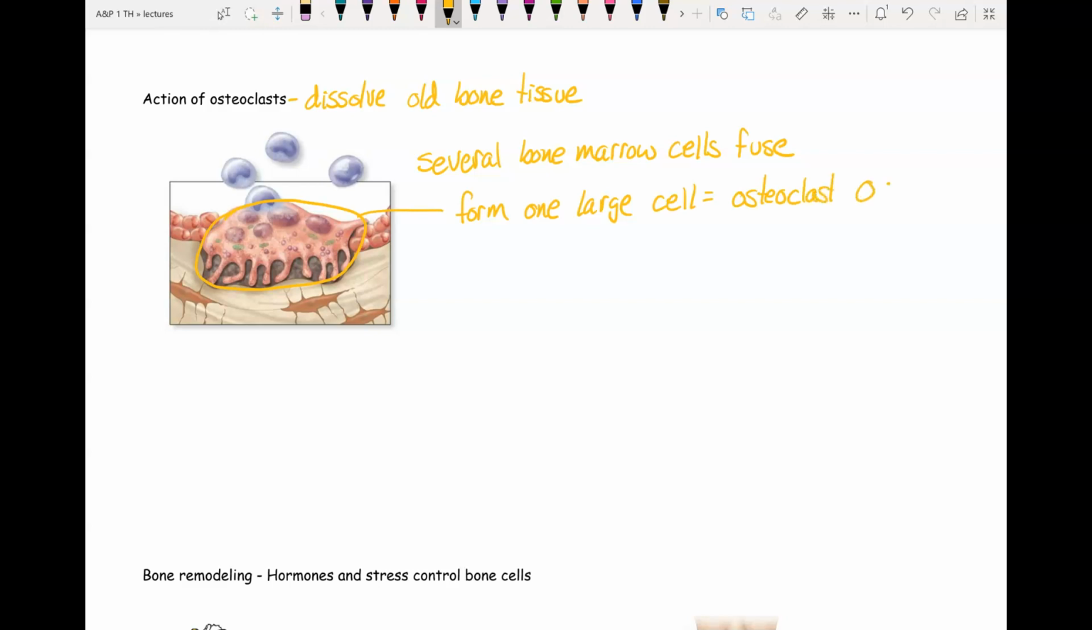And I tend to abbreviate osteoclast as OC. So osteoblast is OB, that builds bones. Osteoclast is OC, that dissolves bones. And notice it has all these kind of like tentacles that hang down. It looks kind of like a jellyfish. All these tentacles that hang down are called the ruffled border.